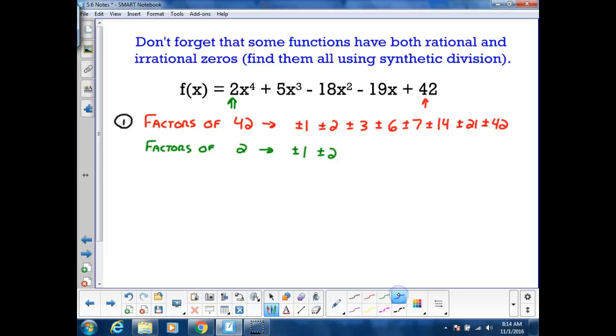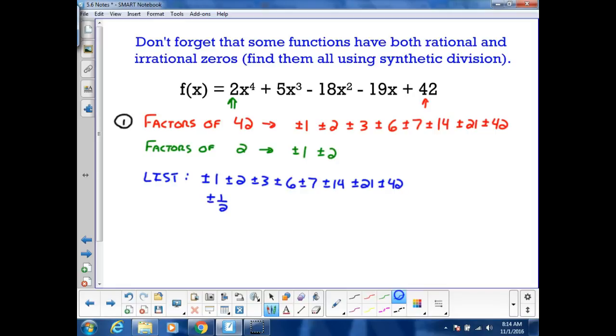So my list, all the red numbers. 1/2 is in there too. 1's already on there. 3/2 is in there. 3 is already on there. 7/2. 7. 21/2. So I took my infinite amount of zeros and I narrowed it down to 1, 2, 3, 4, 5, 6, 7, 8, 9, 10, 11, 12. Narrowed it down to 24. Still a pretty big list to choose from.